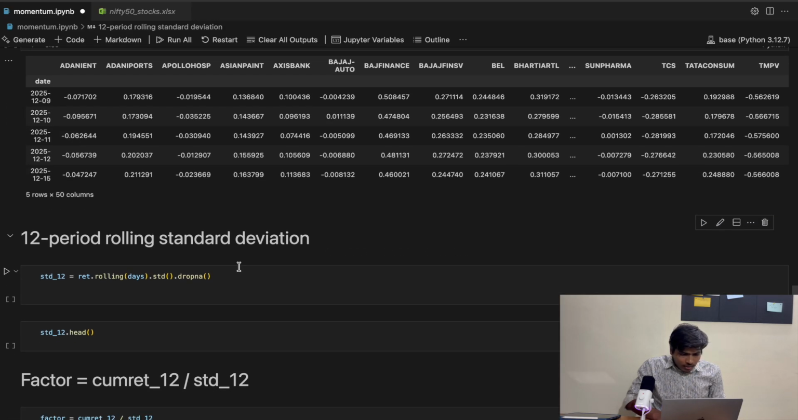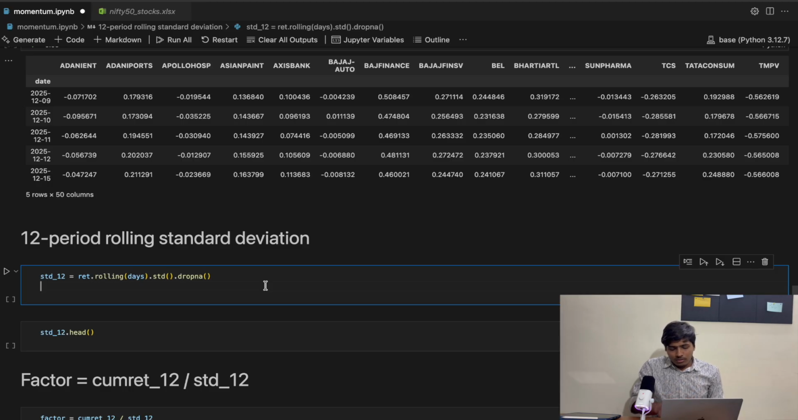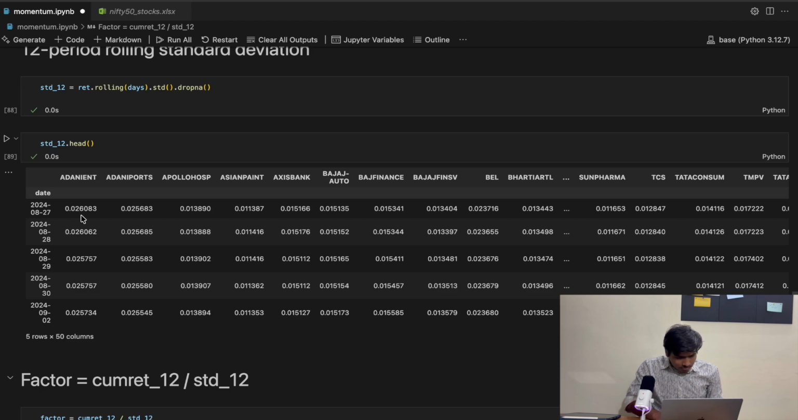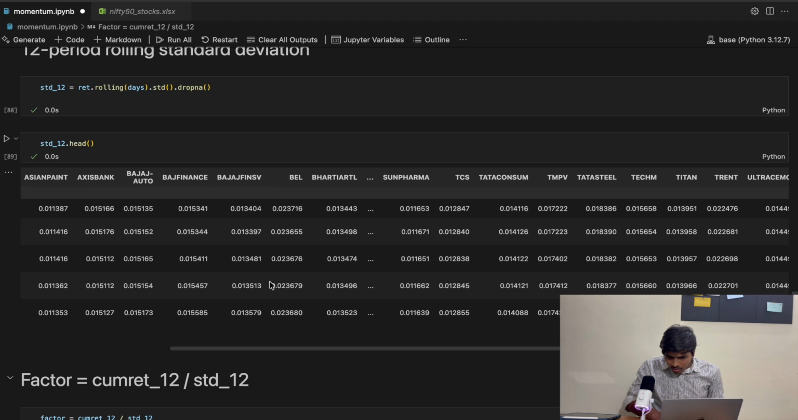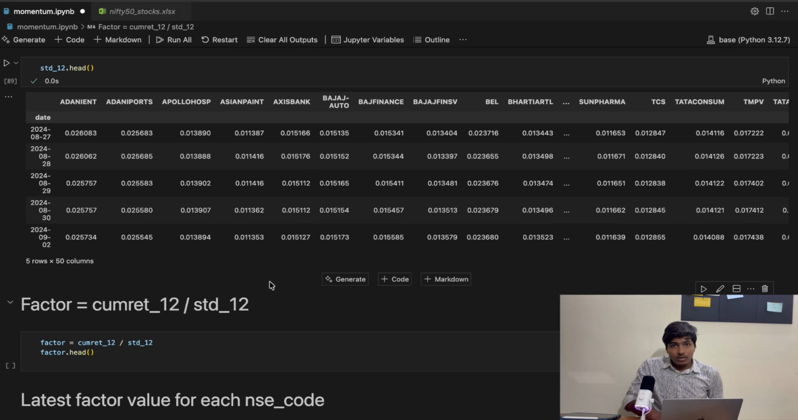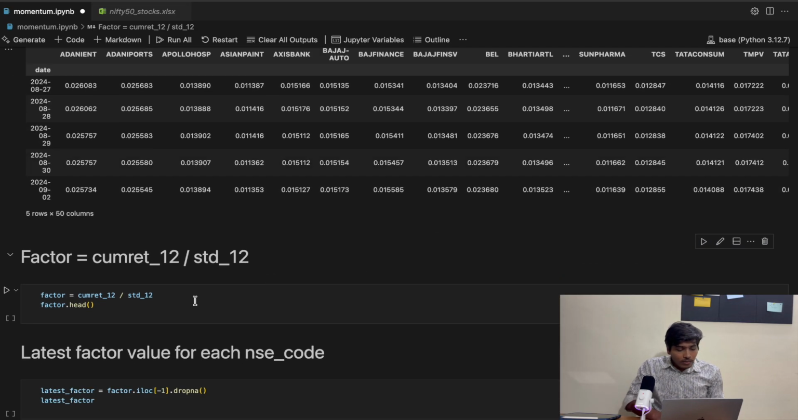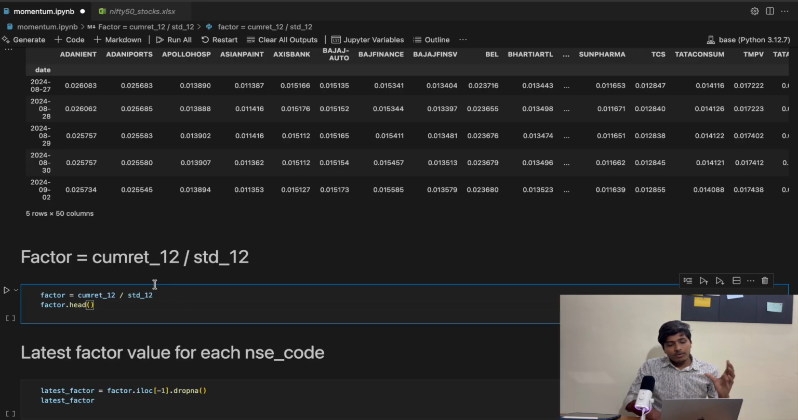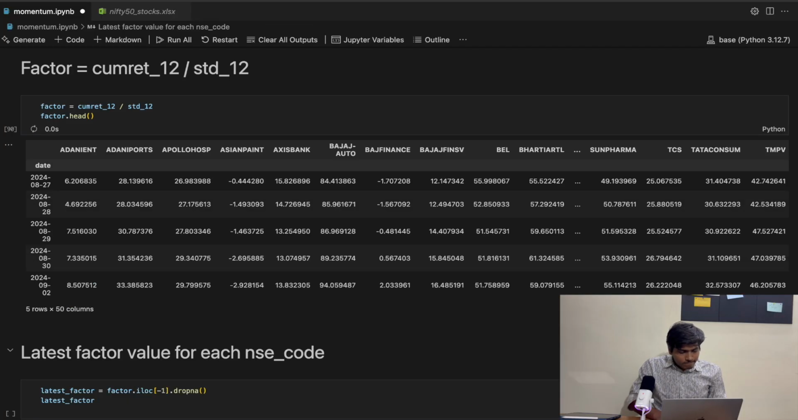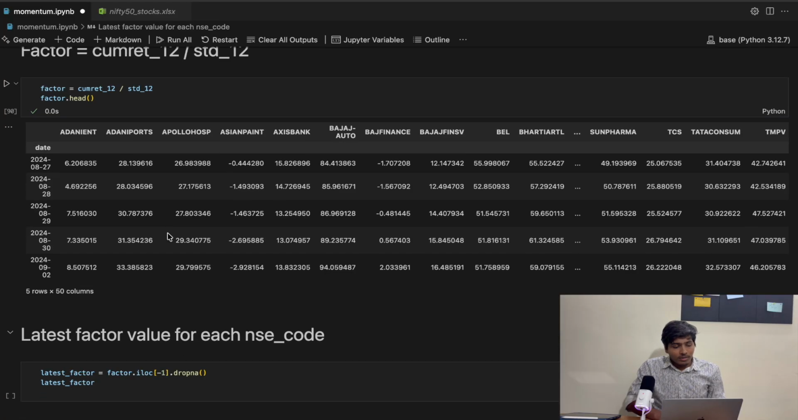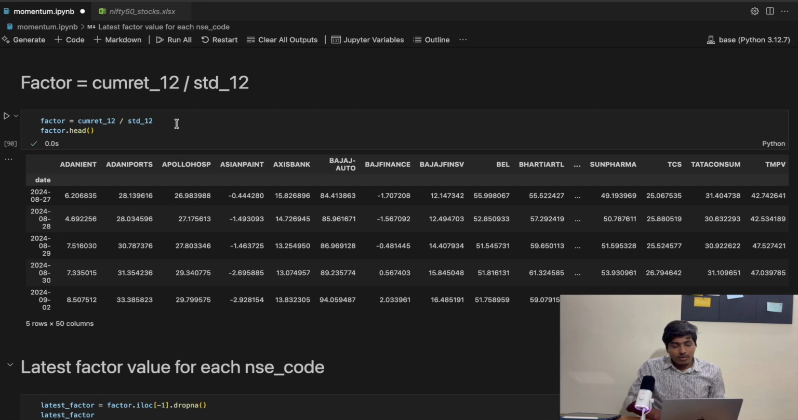Okay, I am also going to calculate the standard deviation of the last 12 months. It is something around 2.6 percent, 2.5 percent. The number looks average, so assuming it's correct. Now I will calculate the factor. Factor will be cumulative 12 divided by standard deviation of 12, which is something around 6.2, 4.6 for Adani, and Adani Ports like 28. So it will vary a lot, I think, because this is risk-adjusted cumulative return.